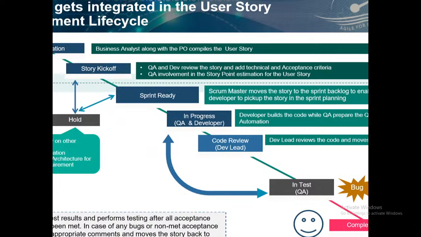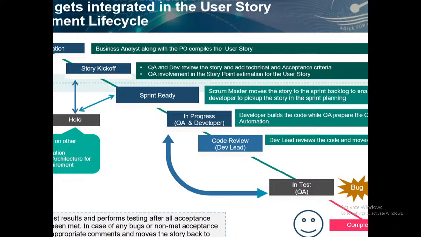So generally, guys, how is testing integrated with the user story? Initially, whenever the story is initiated, the business analyst along with the product owner compiles the story. Once the story is kicked off, QA and developers review the story and add technical and acceptance criteria. QA is involved from the beginning of the story. QA can add some acceptance criteria, because sometimes the product owner or BA may not understand the complete non-functional requirements. So developers and QA can contribute to acceptance criteria.